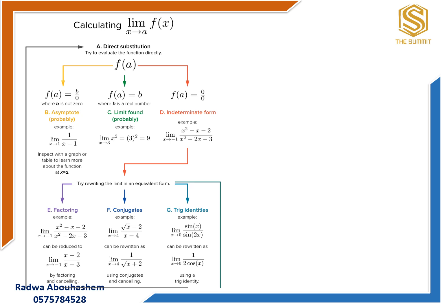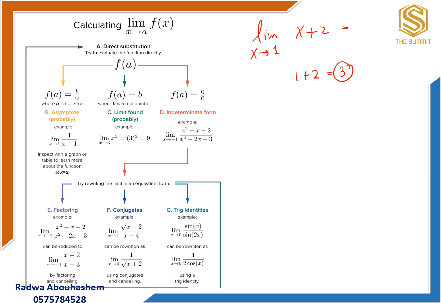Now, when I'm asking you to get the limits, the first step that you have to do is the direct substitution. Let me give you an example to understand this. For example, if I'm asking you about the limit of x plus 2 when x approaches 1. So the first step is a direct substitution, which means I have just to plug in 1 instead of x. So 1 plus 2 equals 3. So the answer is 3.